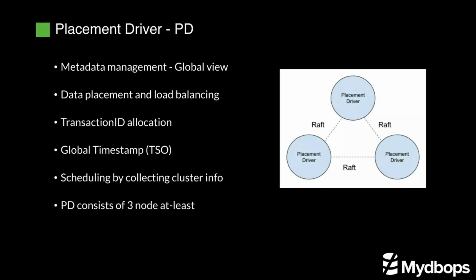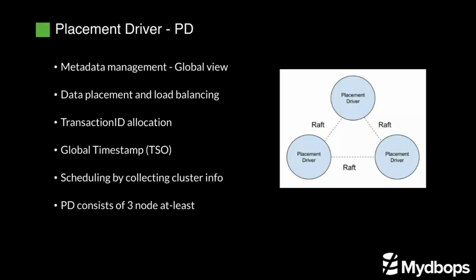Okay, and another important feature of the placement driver is allocating a transaction ID for all the incoming transactions, thereby avoiding conflicts and enabling distributed transactions. The foremost work of the placement driver is to allocate a global transaction ID, that is a TSO, for all the incoming transactions. On top of this TSO, we have built the distributed transaction. The distributed transaction is possible only because of this TSO. So this major activity is done by the placement driver. And as I said, it does the scheduling by collecting the cluster info. That means it monitors the cluster continuously and schedules region split, region merge, and load balancing activities.